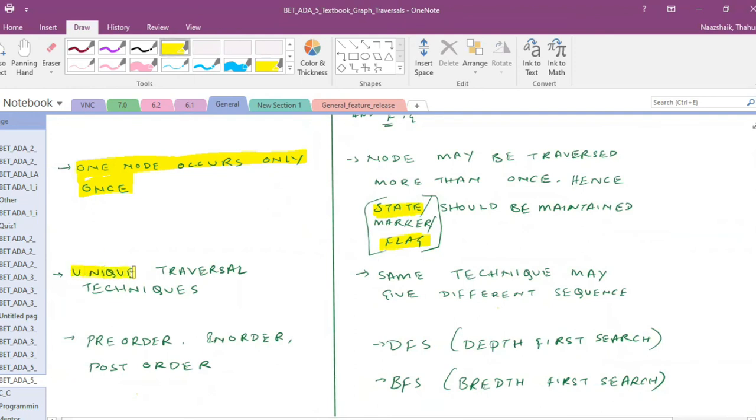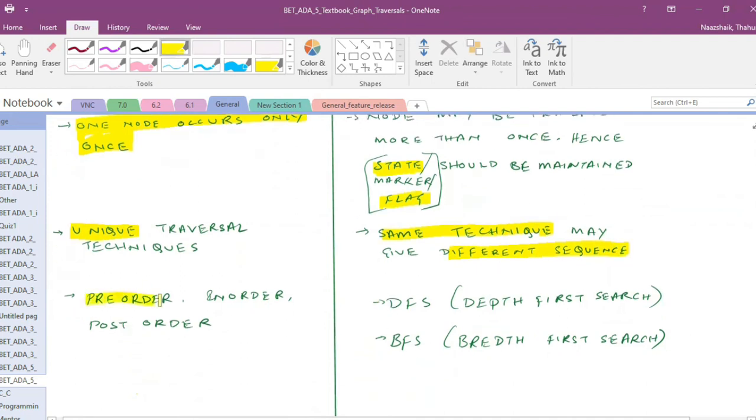And here it is, unique traversal techniques. So the sequence is always unique, okay? But here you apply the same technique, but it may give a different sequence. We saw that also. And we saw the different types. Here it is preorder, inorder, postorder traversals.